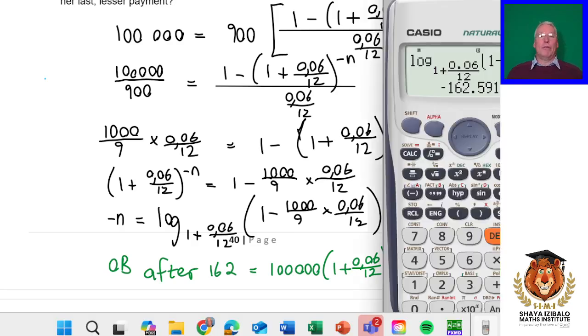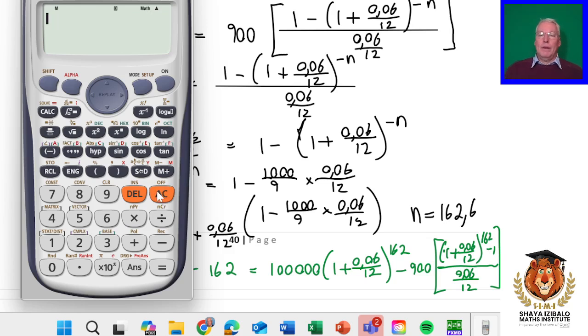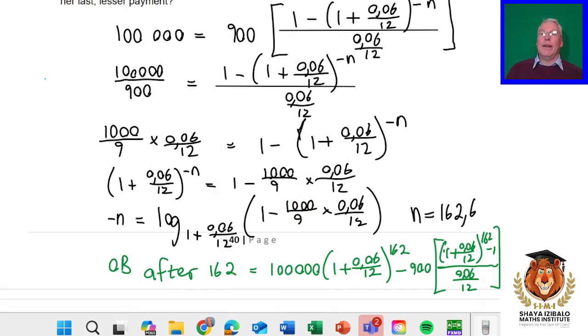Okay, so let's work out what that comes to. So that's going to be 100,000 times 1 plus 0.06 over 12 to the power of 162, minus 900 open brackets, open brackets 1 plus 0.06 over 12 to the power 162 minus 1 over 0.06 over 12 close brackets. Okay, and we get 529 and 95 cents.